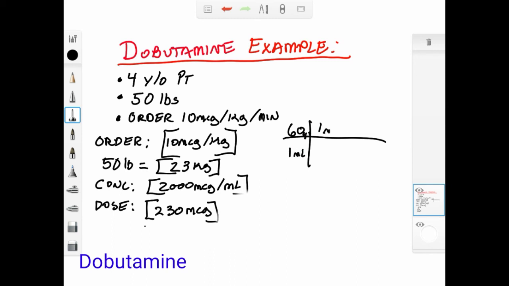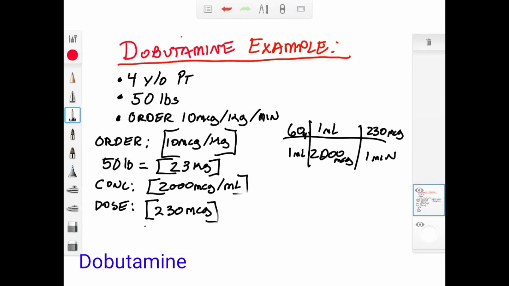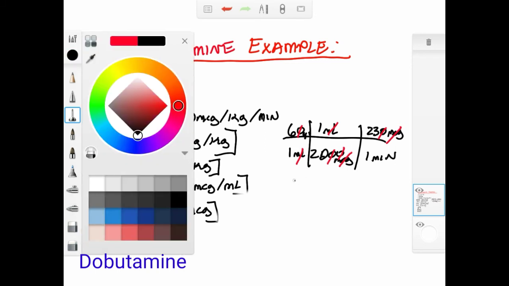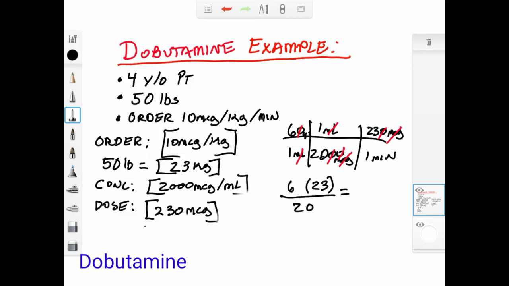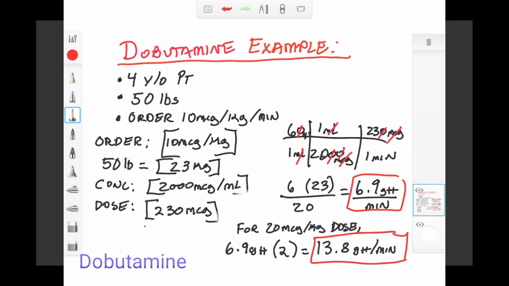All right, so we're filling out our equation. 60 drops, 1 ml. We have 1 ml with 2,000 micrograms. 230 mics over 1 minute. So let's go ahead and cross out our units here. All right, we can take away some zeros as well. Concentration can only give away 1 zero at a time. Don't forget that. All right, so 6 times 23 over 20. It's going to be 6.9 drops per minute. And now if we wanted to do the 20 mics per kg, again, we're going to multiply 6.9 drops by 2 and get 13.8 drops per minute. And that is for the 20 micrograms.